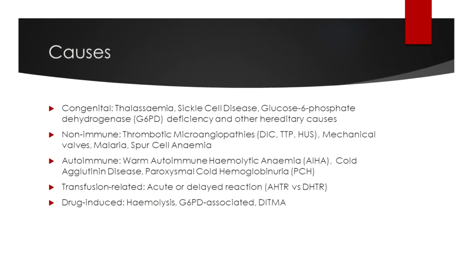Then there are non-immune. I think of these as being kind of mechanical shredding or reasons for the cell to be destroyed that are not the immune system attacking it. So there can be thrombotic microangiopathies, and that's where there is clots. So that's thrombotic, which is clots. Microangio meaning small vessels, pathy meaning disease.